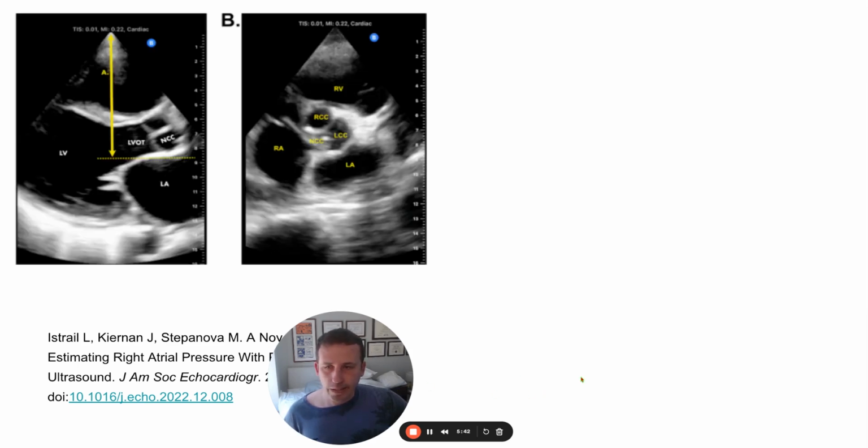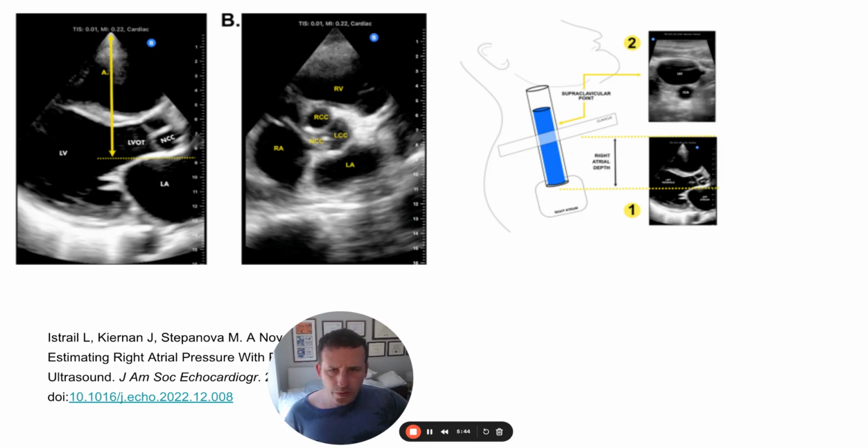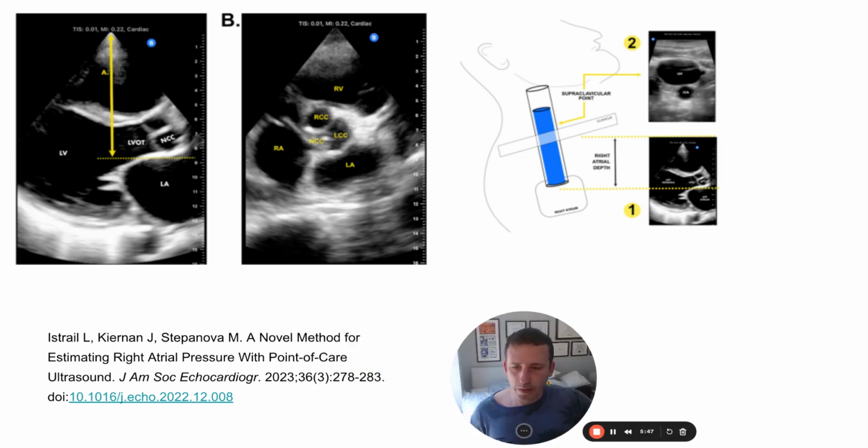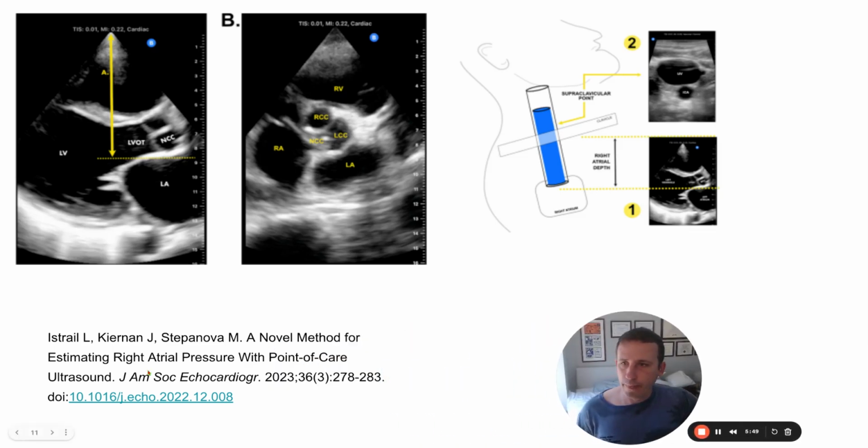Moving on to JVP assessment. This was sort of a novel method described in the literature recently. These authors took a look at the right atrial depth by assessing the depth of the non-coronary cusp of the aorta on a parasternal long axis view.